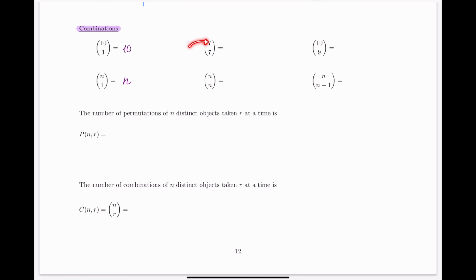If I have 7 objects and I'm choosing 7 of them, all 7 of them, how many different ways can I do that? Well, there's only one way to pick everything, so 7 choose 7 is going to be 1. And similarly, if I have n objects and I'm going to choose all n of them, there's only one way to pick everything.